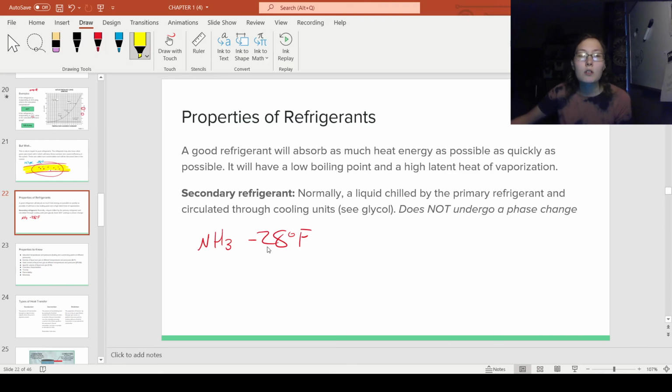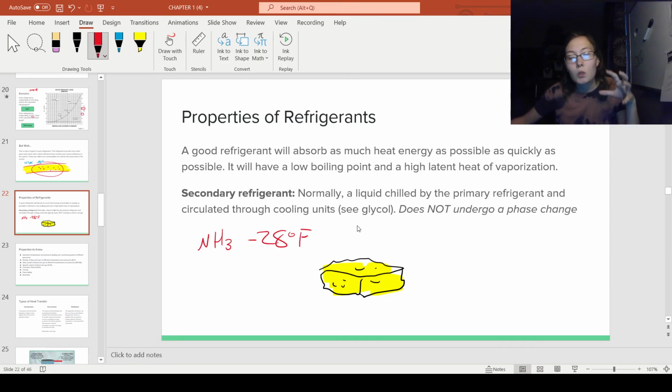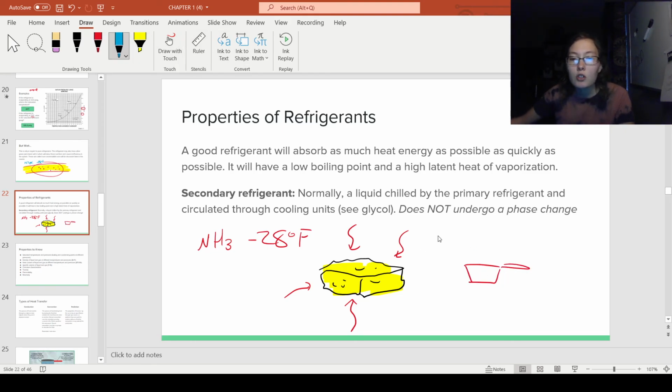A good refrigerant is going to work like a heat sponge. I had a little animation of a sponge in my other PowerPoint. I was kind of proud of it. So here's a little sponge. A good refrigerant is going to be like a heat sponge. It is going to absorb a lot of heat really quickly. And when your refrigerant is boiling, it is going to absorb a lot of heat in the process of boiling, meaning it has a high latent heat of vaporization.